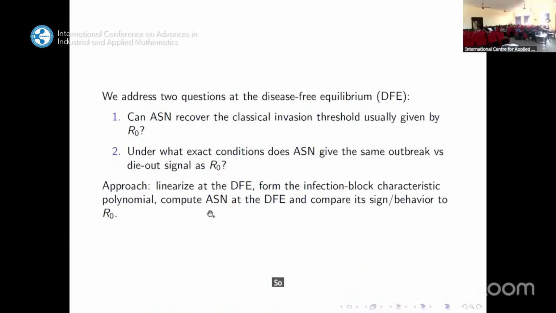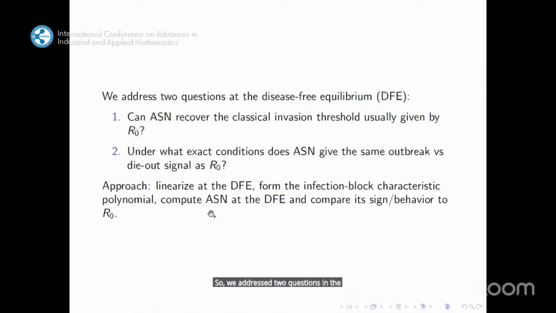So we address two questions at the equilibrium point. The first one: can the Atangana strength number recover the classical invasion threshold, usually given by R0? So can the Atangana strength number recover the classical case, which is the reproduction number R0? And the second question is: under what exact condition does the Atangana strength number give the same outbreak or die-out signals as R0?